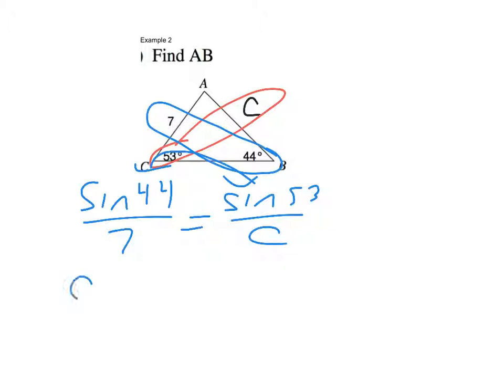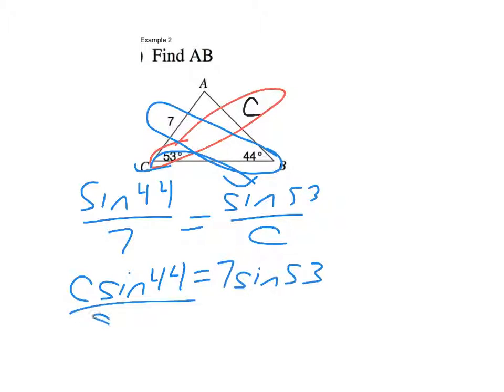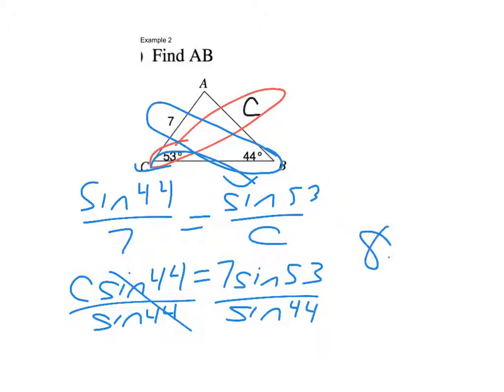Now I'm going to cross multiply. So I have C times the sine of 44 equals 7 sine of 53. Divide both sides by the sine of 44. So I have 7 sine 53 divided by sine of 44. And that would be 8.05.